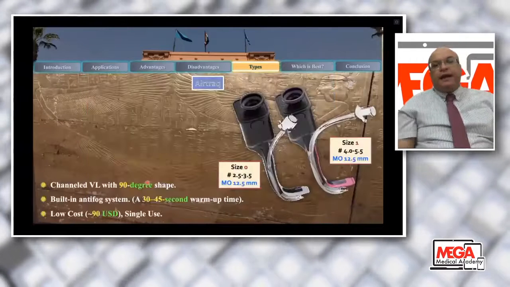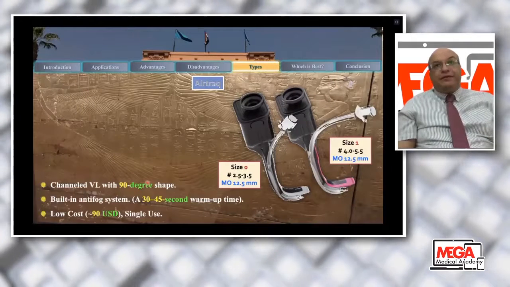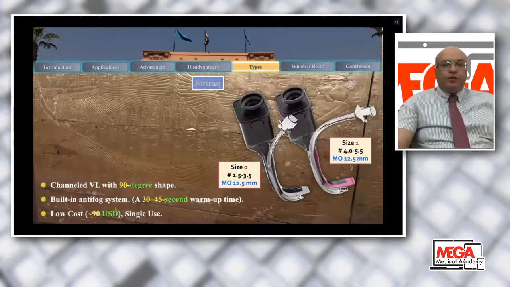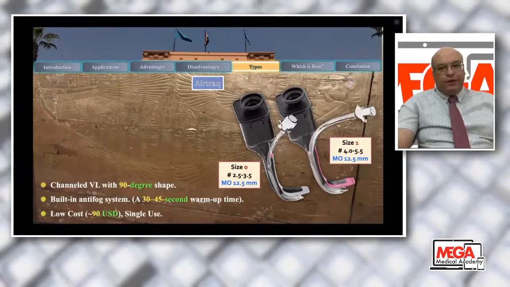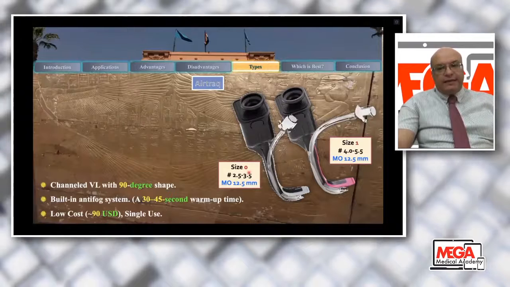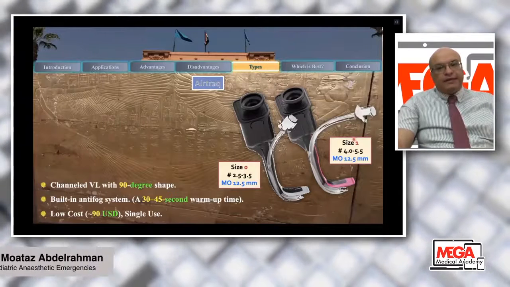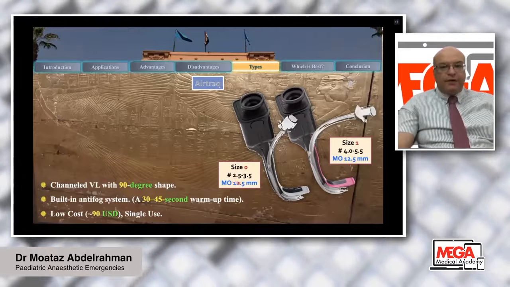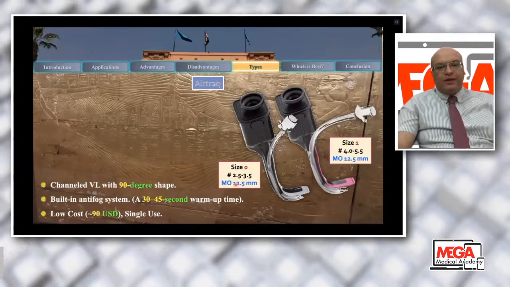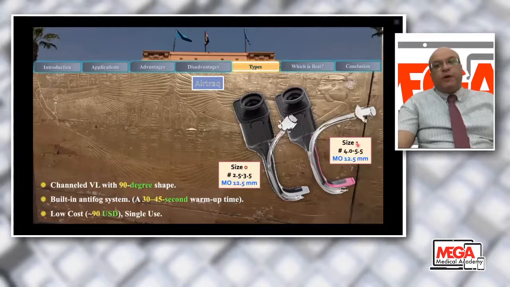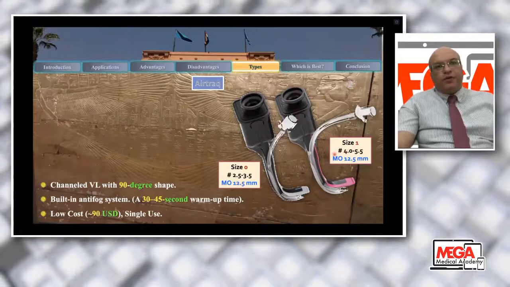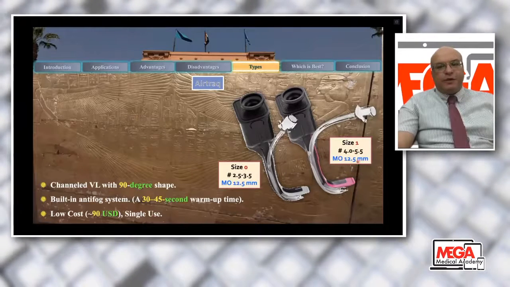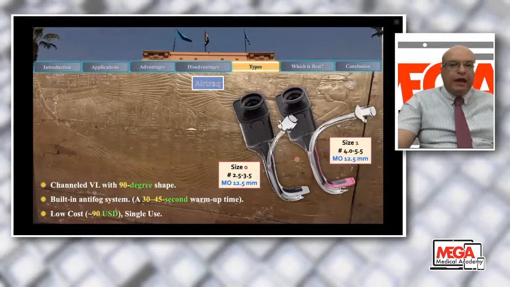AirTrack, we are talking now about channeled video laryngoscopes. We have 2 types of AirTracks available in the market, the gray one, size 0, and the pink one, size 1. Size 0 is for tube 2.5 to 3.5 with a mouth opening up to 12.5 millimeter. Size 1 can be used for tube 4 to 5.5, with a minimum mouth opening of 12.5.